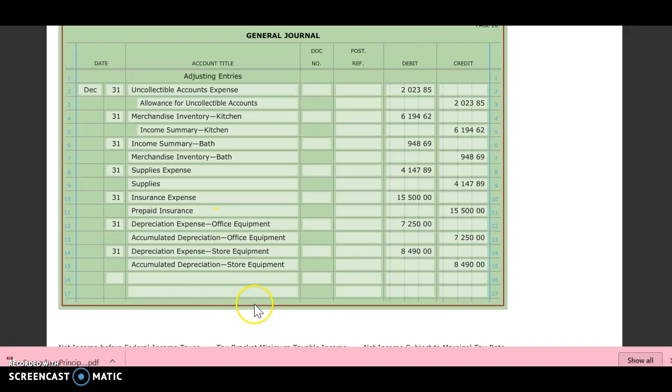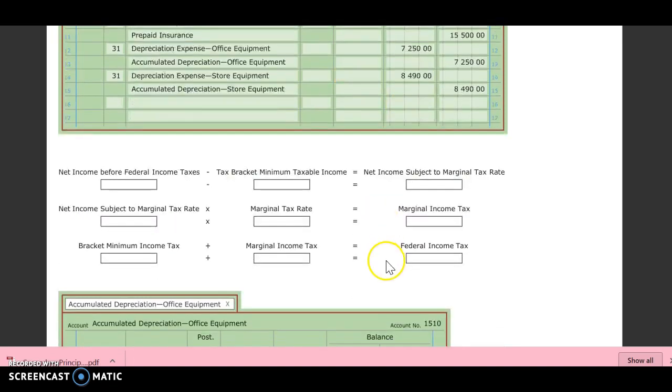Okay, we are going to have another adjustment that we'll have to do for federal income tax, but we're not going to figure that one out yet. What we're going to do now is we're going to post what we have so far. So we're going to start up at the top, and we're going to be posting to our uncollectible accounts expense.